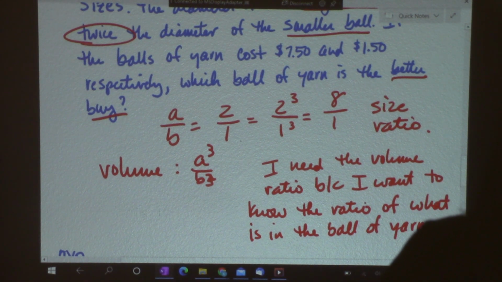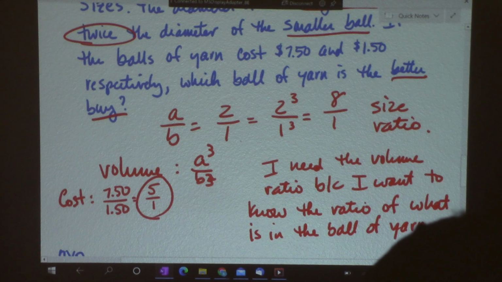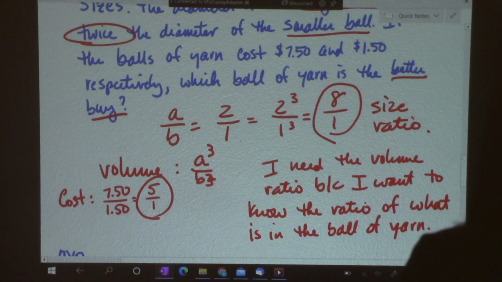Okay, now let's talk about it. The ratio of the cost is going to be 750 over 150. And if I reduce that, that is 5 over 1. So these are the two things I have. I'm comparing 8 over 1 to 5 over 1.